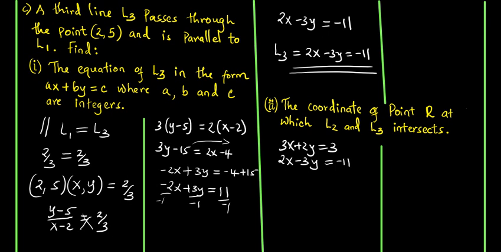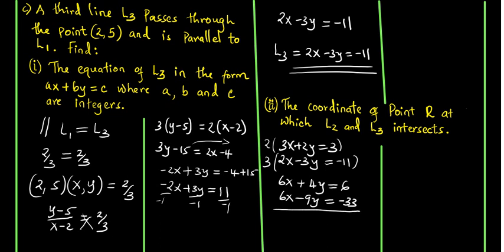We solve the two equations simultaneously. You can use the elimination method. Check the coefficients of x, they are not equal, so we can interchange the two coefficients. We write 2 here and 3 here. 2 times 3 will be 6x plus 4y equals 6. On the other equation, it will be 6x minus 9y equals negative 33.